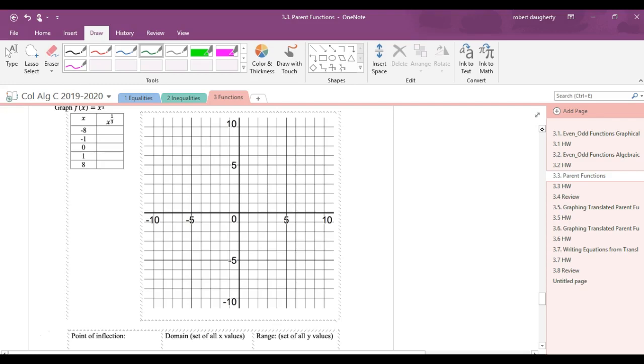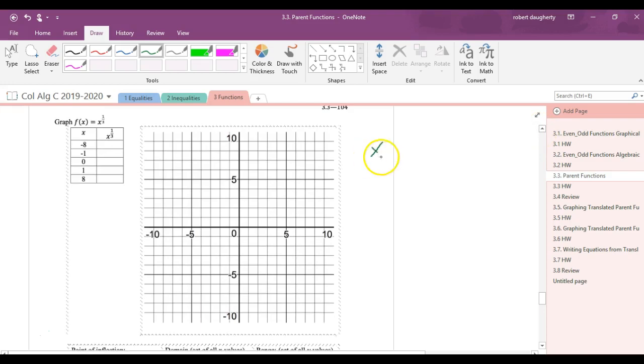X to the 1/3. What does this mean? X to the 1/3. What does that mean? It means the cube root of x. So you might see it written like this. So be prepared that you may see it written like cube root of x. That's all this really means, the cube root of x, or x to the 1/3.